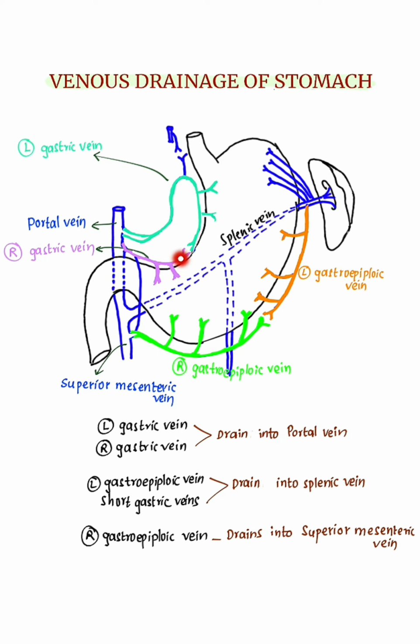Again: left gastric vein and right gastric vein drain into the portal vein. Left gastroepiploic vein and short gastric veins drain into the splenic vein. Right gastroepiploic vein drains into the superior mesenteric vein.